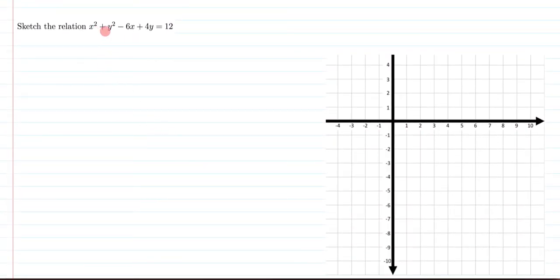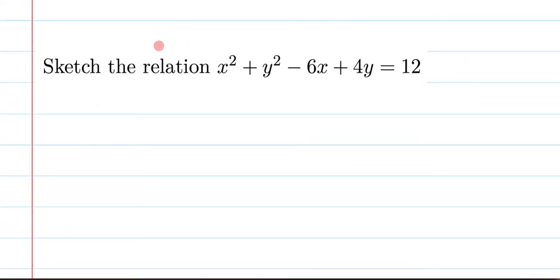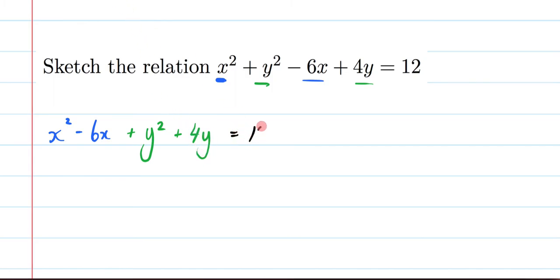So it's asking me to sketch this. It's in the general form, but we don't like it in that form. So let's zoom in here and do some maths. So the first thing we're going to do is group together my x's, and then I'm going to group together my y's. So my x's will be x squared minus 6x. Then I'm going to get my y's. It's going to be plus y squared plus 4y. And then it's going to be equal to 12.